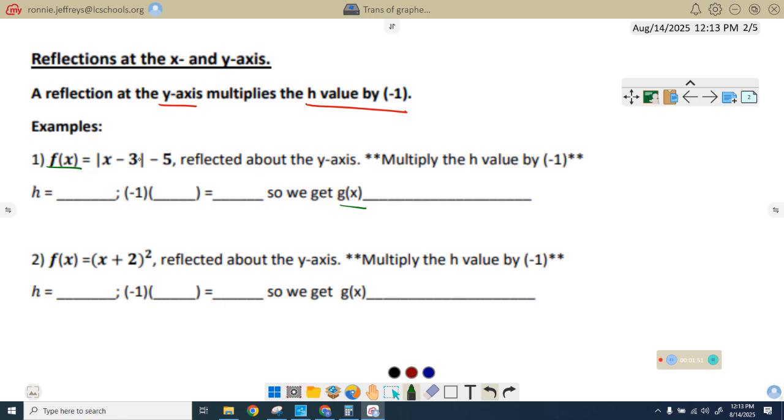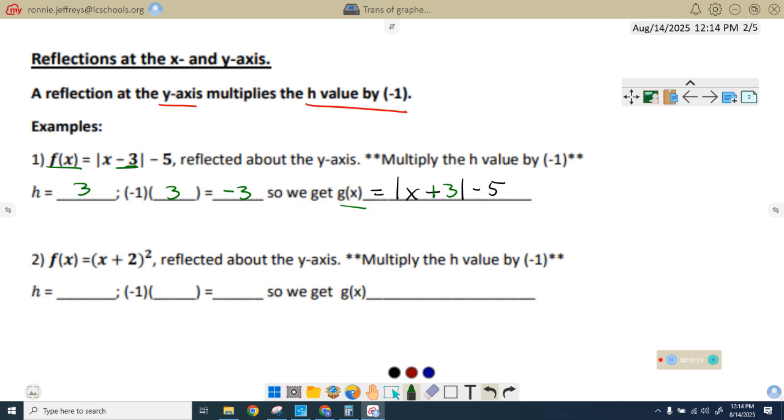So, what is our h function right here? 3. Remember, h is the opposite of what's written. So we're going to multiply it by -1. So we say -1 times 3 is -3. So when we're putting this back in here, if we put in a -3, and it's already a negative, this changes it to a positive. That's really what it does.